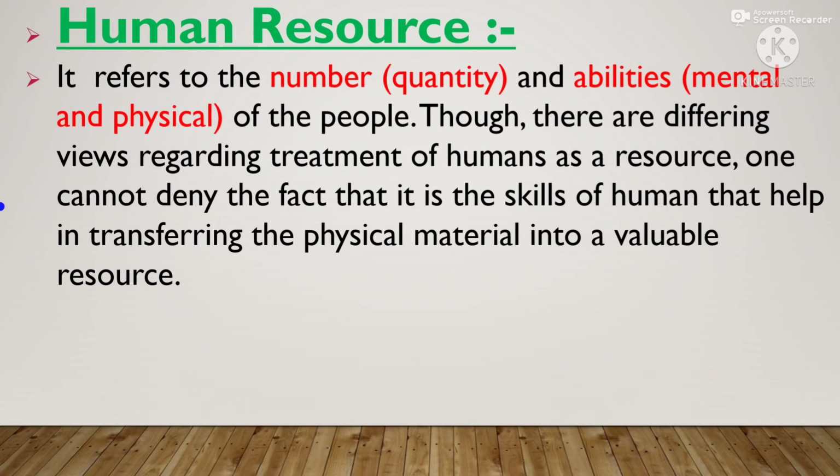So human resource refers mainly to the number, that means quantity, and abilities, that means mental and physical activity of the people. So what is mental ability and what is physical ability? Physical ability means if you are able to carry 20 kg of rice or 50 kg of rice, that is your physical activity. If you are able to do 20 push-ups, that is your physical activity. Now, what is mental activity?